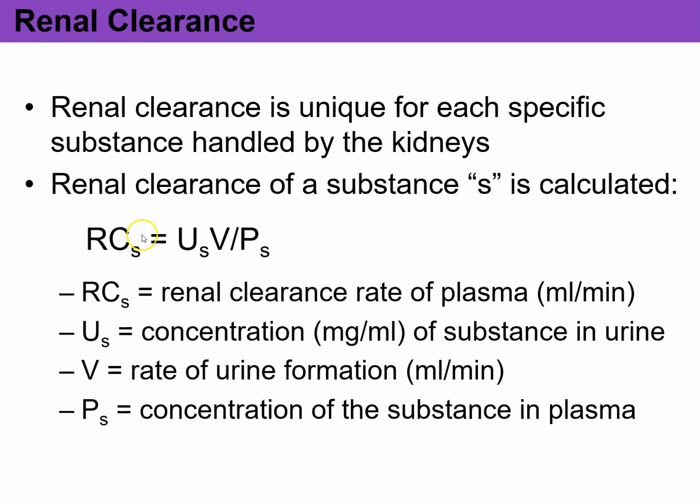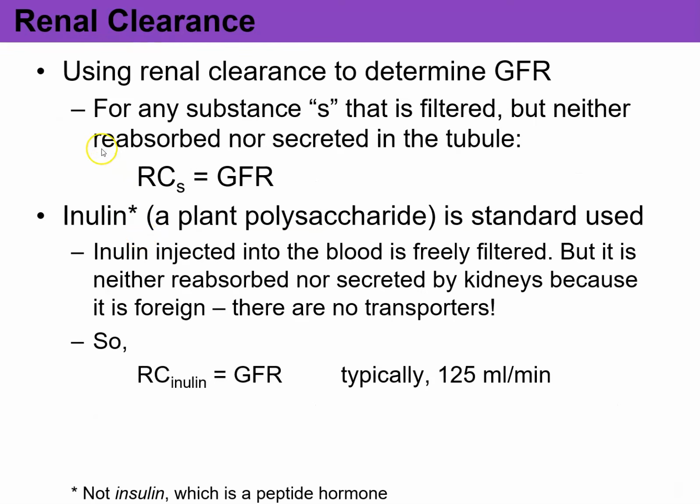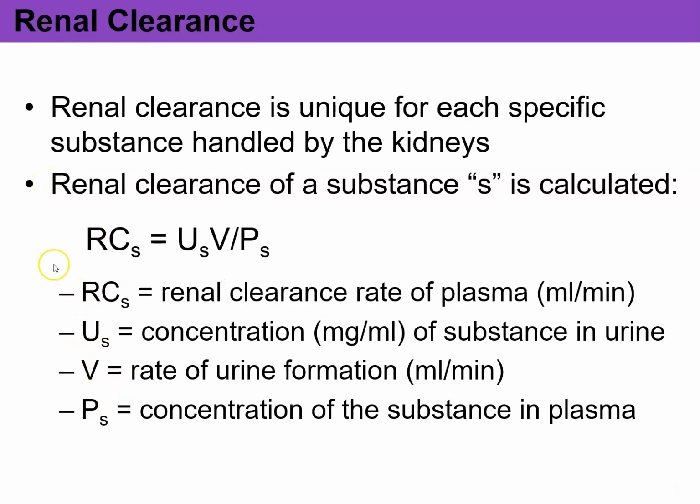Well, in a special case, renal clearance of a substance that is filtered, right? It goes through the glomerulus along with the water, through the glomerular capillary walls, but is not reabsorbed nor secreted in the tubule at any point, then the renal clearance of that substance is equal to the glomerular filtration rate. That's the magic of renal clearance for us. Renal clearance of a substance that's filtered but not reabsorbed or secreted is equal to GFR. So we just need to get these data on a substance like that.